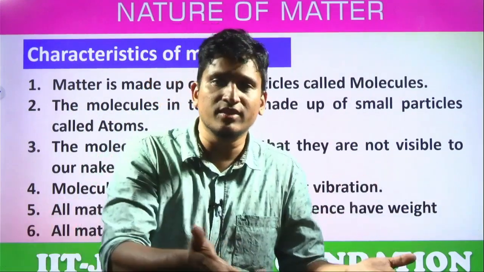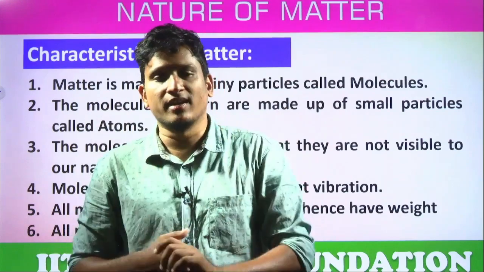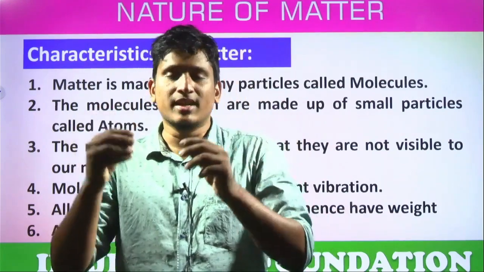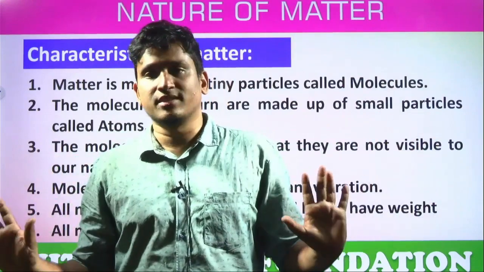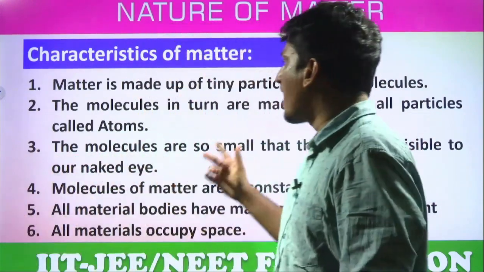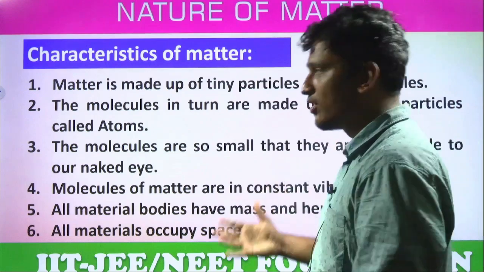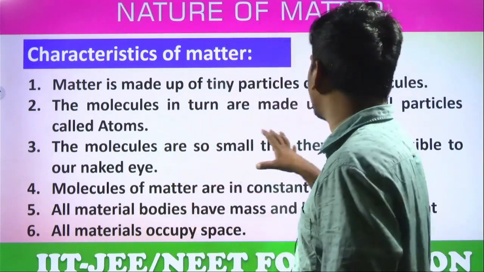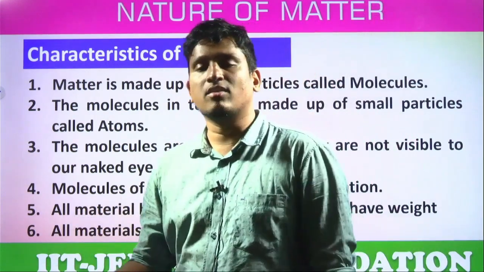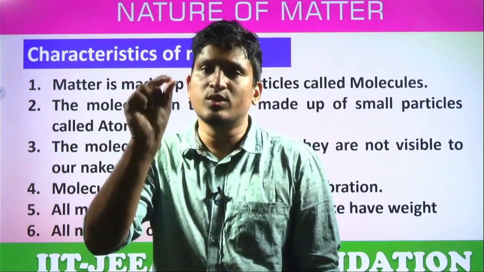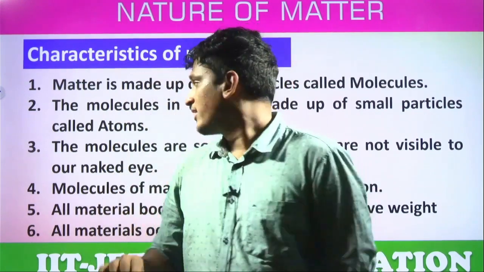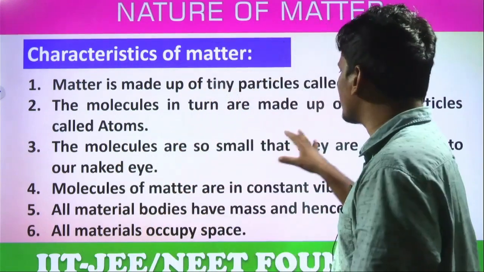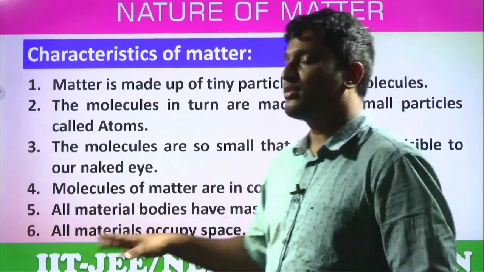Can we see molecules? Very, very tiny particles. Can we see these atoms? Very, very tiny particles. As matter, as a unit, we can see it, that's it. Understood students? So matter is made up of tiny particles called molecules. The molecules in turn are made up of very small particles called atoms. The smallest unit of matter is called the atom. The molecules are so small, they are not visible to our naked eye.